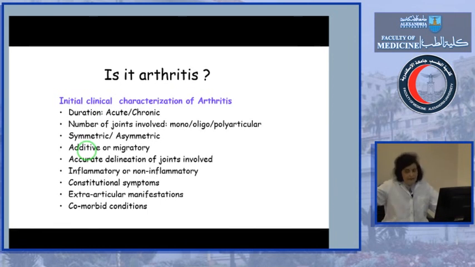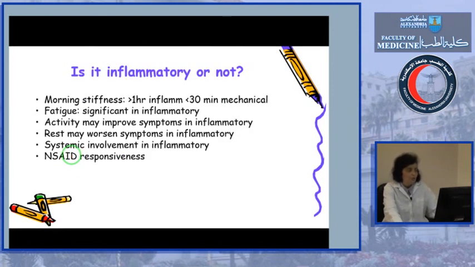Because if it's migratory, we'll think of causes of migratory arthritis, such as rheumatic fever, for example, or other infectious diseases which can be migratory. Also, we have to delineate the joints. Is it the axial joints or the peripheral joints? Very important, is it inflammatory or non-inflammatory? Are there constitutional manifestations? And very important, the extra-articular manifestations. When my patient dies of a rheumatic disease, he won't die because his joints are affected. He'll die because of the extra-articular manifestations and the comorbidities.